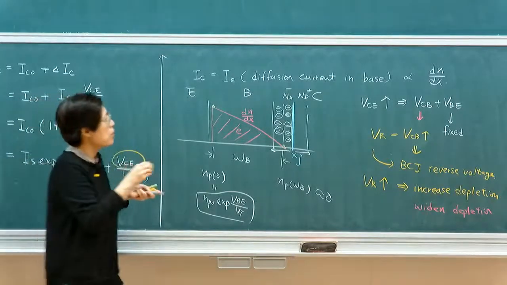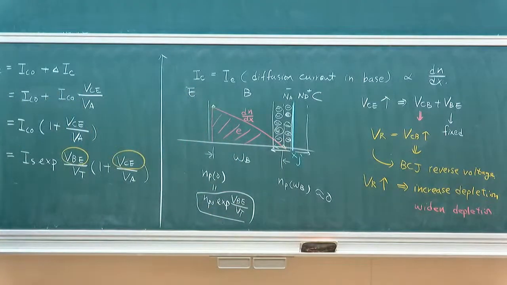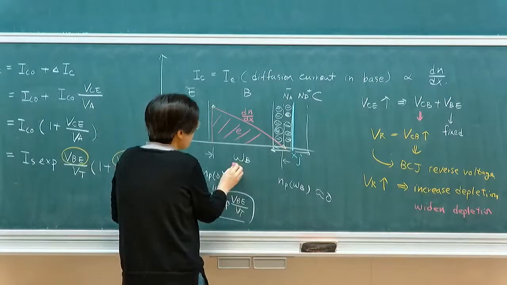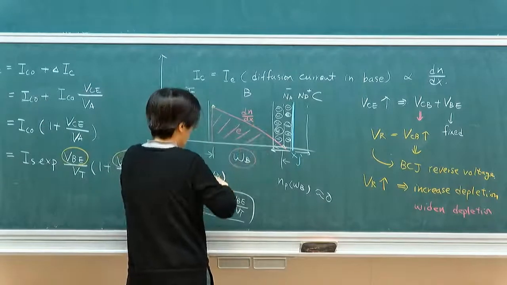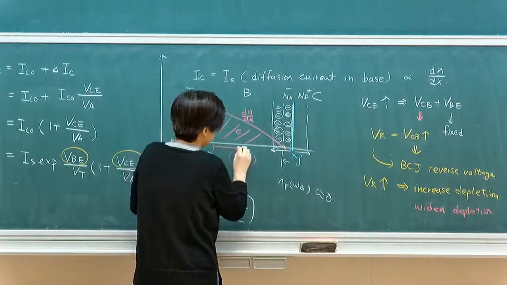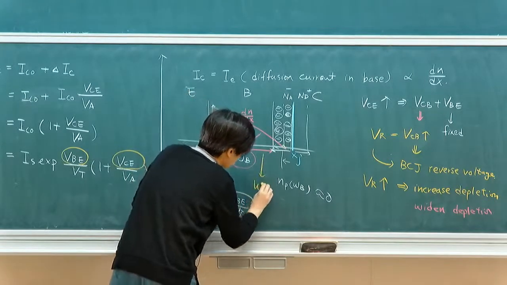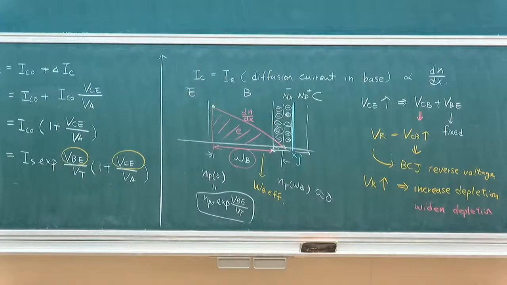But now if you zoom in, you will see that this depletion will grow, especially when the base width is small. If my base width is like 100 micron, I don't really care if it inches in a little bit. But if my base is only 0.1 micron, any inching in would affect something we call, instead of having a physical WB, we need to define something called WB effective. There's a discrepancy between the effective and the real WB.